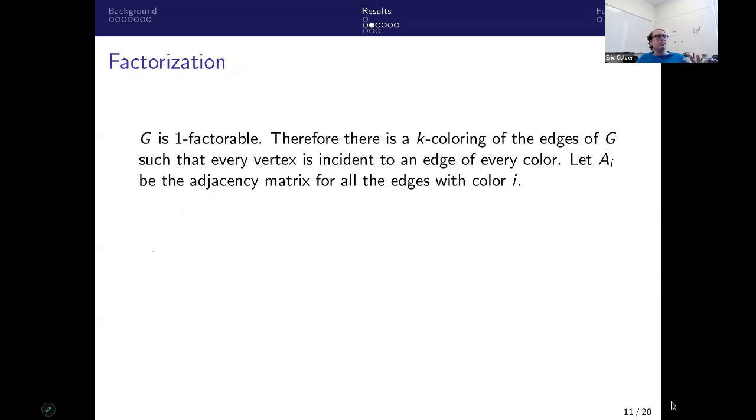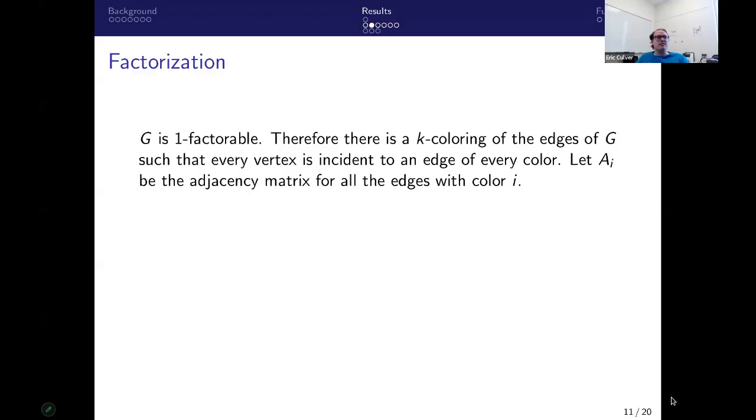So since it's one factorable, there's a k-coloring of the edges such that every vertex is adjacent to an edge of every color. So let A_i be the adjacency matrix for the edges of color i. So we're essentially writing the adjacency matrix for G as a sum of these adjacency matrices for each color, is the way that I think of it, at least. And so you get one adjacency matrix for each color.